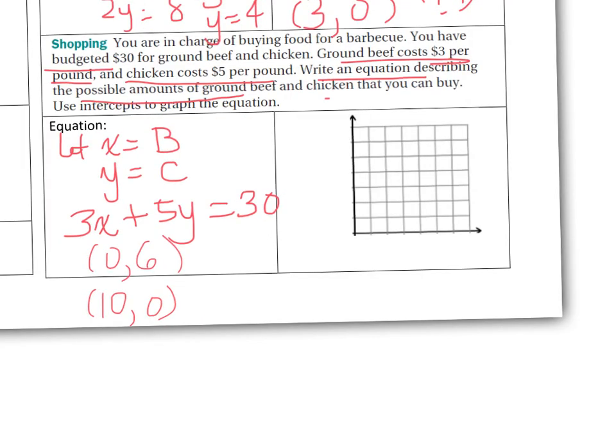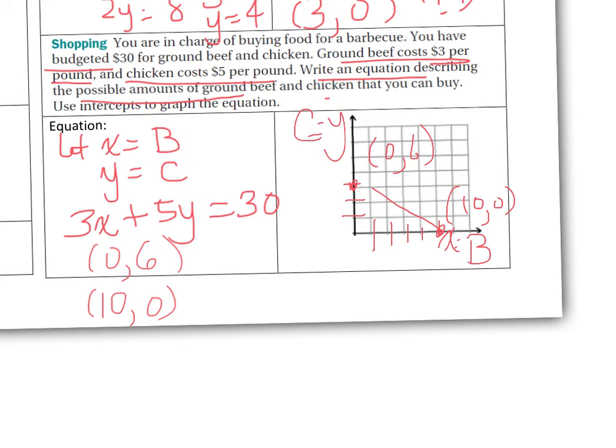I'm going to graph by 2's, so this would be my beef, my chicken, okay, this is y, and this is x. Okay, so 2, 4, 6, 8, 10, and 2, 4, 6. So what does 0, 6 mean? If I buy 6 pounds of chicken, then I can't buy any beef. If I buy 10 pounds of beef, then I can't buy any chicken. Okay, what's one more possible combination?